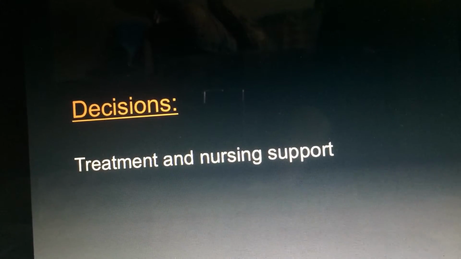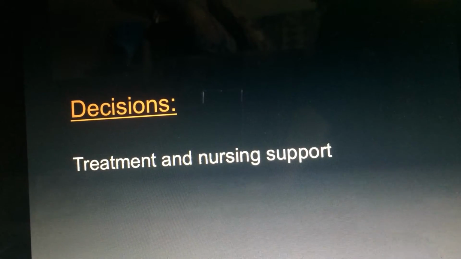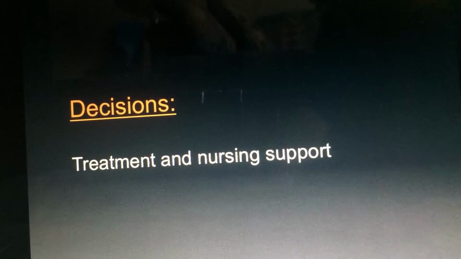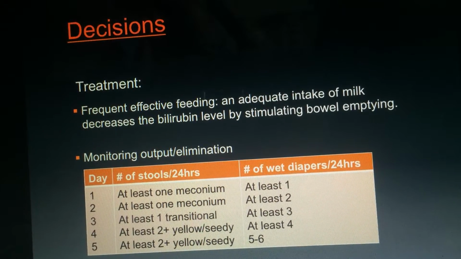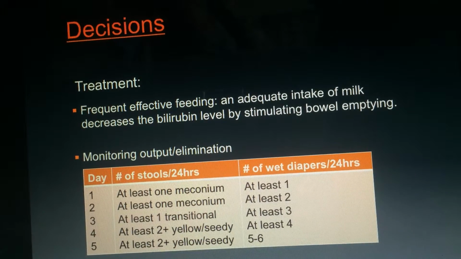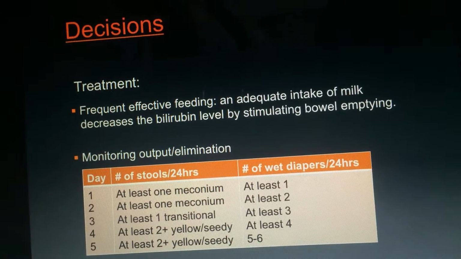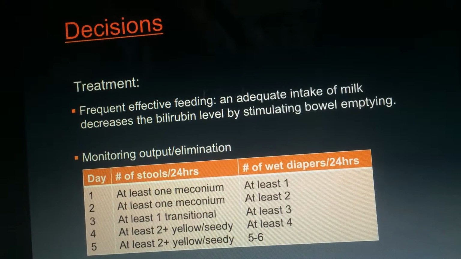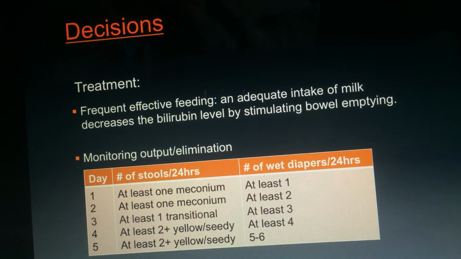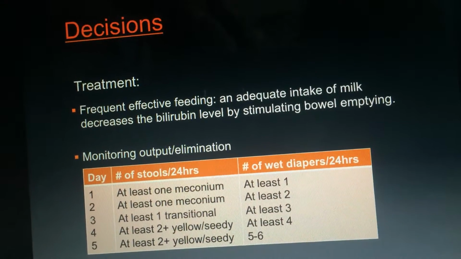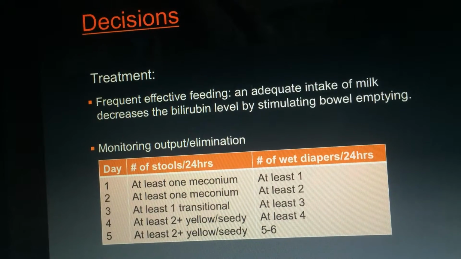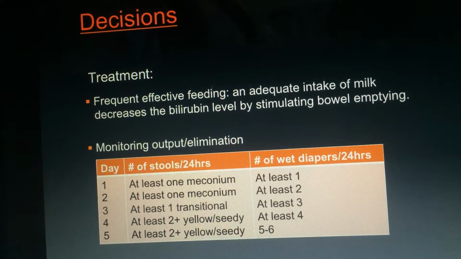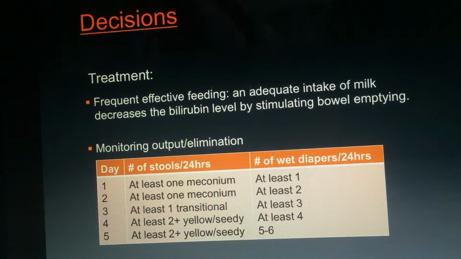Lastly, I looked at treatment and nursing support available to mother and infant. Treatment for newborn jaundice is first to establish frequent effective feeding. An adequate intake of milk decreases the bilirubin level by stimulating bowel emptying. Here's a table to assist parents in monitoring output and elimination. Monitoring output is one of the ways a mother can tell if she is feeding her baby enough.